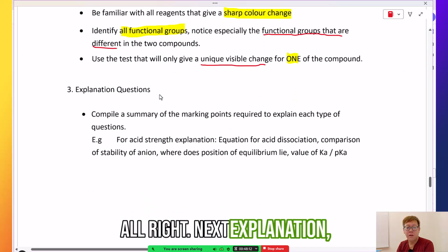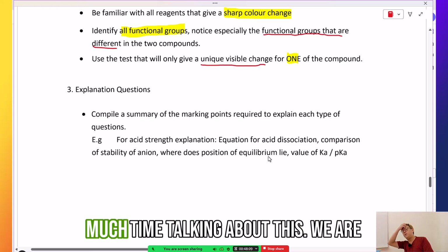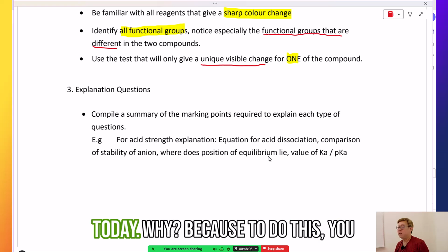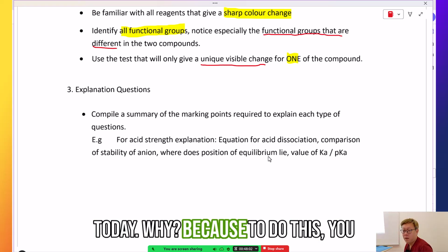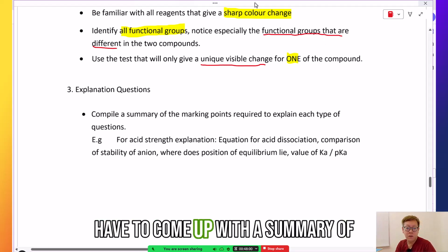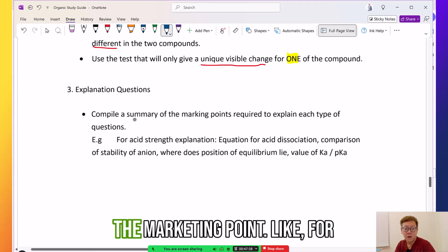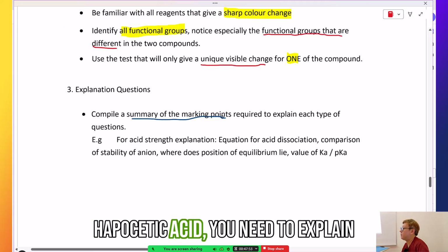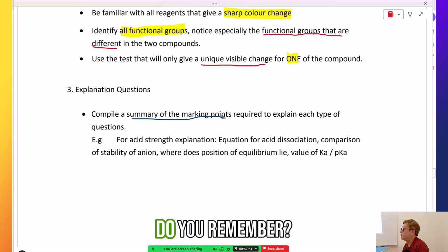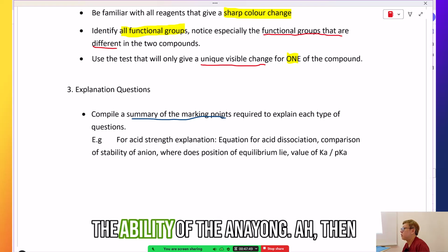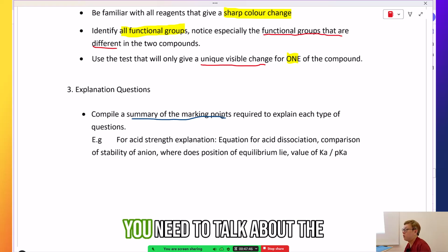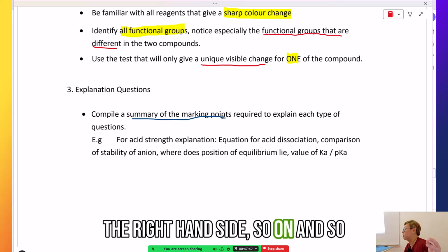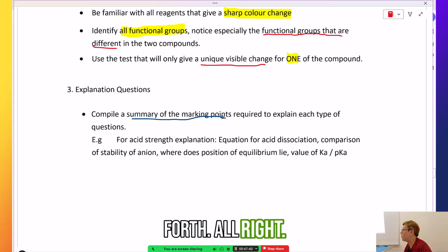Alright, now explanation question. I'm not going to spend too much time talking about this. We are not going to practice this question today. Why? Because to do this, you have to come up with a summary of the marking points. Like for example, carboxylic acid, you need to explain in terms of what? Still remember? Stability of the anion. Then you need to talk about the electron withdrawing group, the resonance, and then the position of equilibrium more to the right hand side, and so on and so forth.